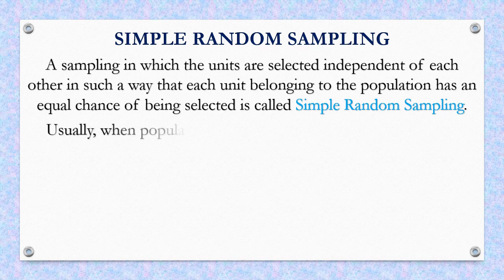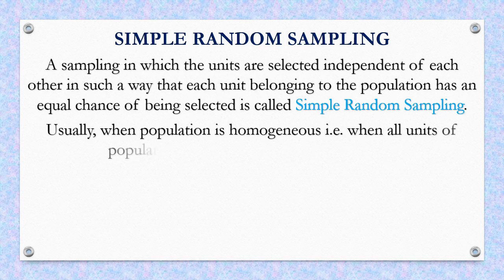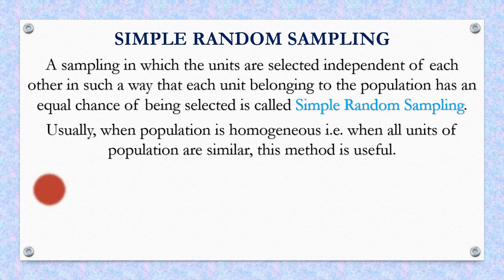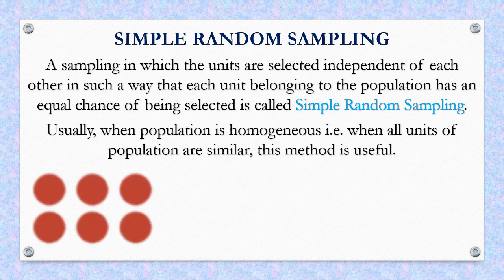Usually, when the population is homogeneous, meaning when all the units of the population are similar, this method is useful. Let's see. This is a population of 10 red circles. 10 of them, all of them are circles, all of them are red. We can say that this is a homogeneous population. That is, this is a population of similar type of circles.